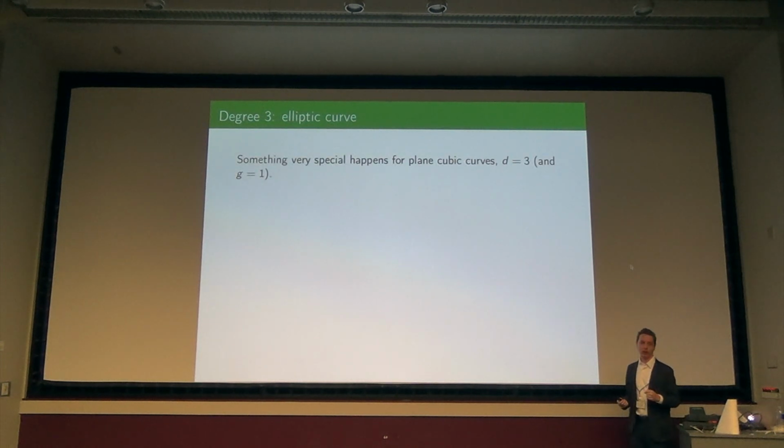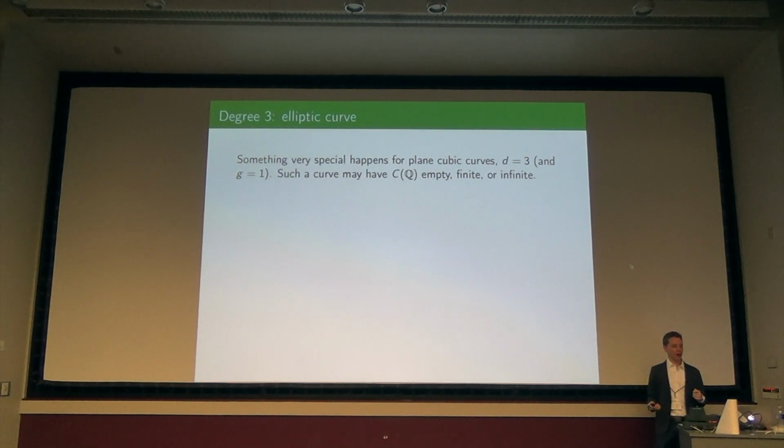So something very special happens in this case. The genus is equal to 1, right? From that, (d minus 1)(d minus 2) over 2 is equal to 1. Now, here's the kind of funny thing. This set of solutions may either be empty, finite, or infinite. And that's what we're going to be talking about. When should you expect one or multiple of these behaviors? What could possibly happen in a family?